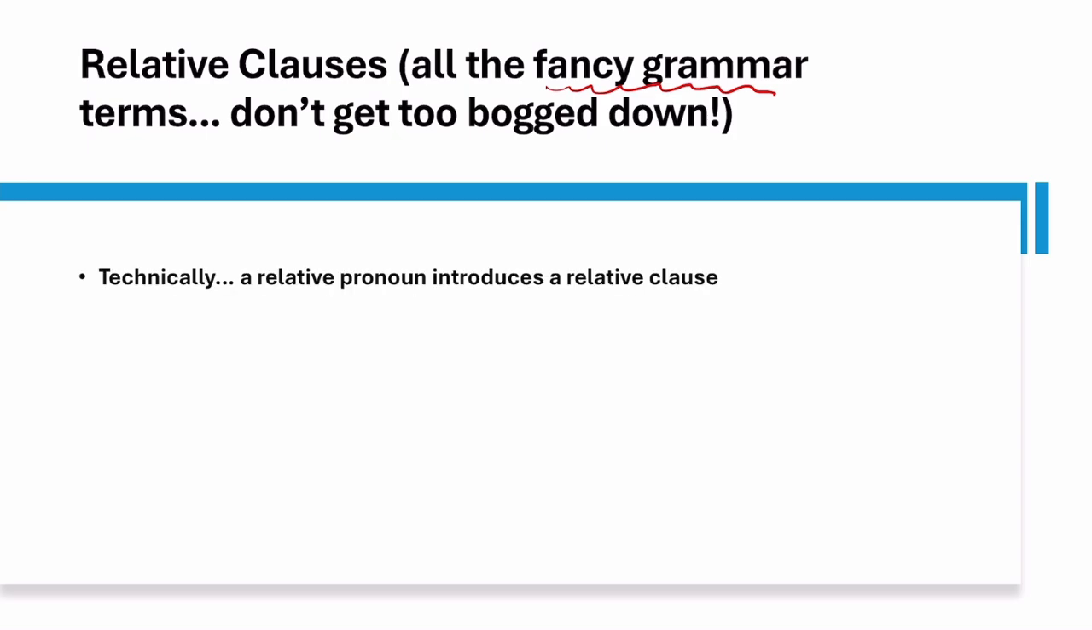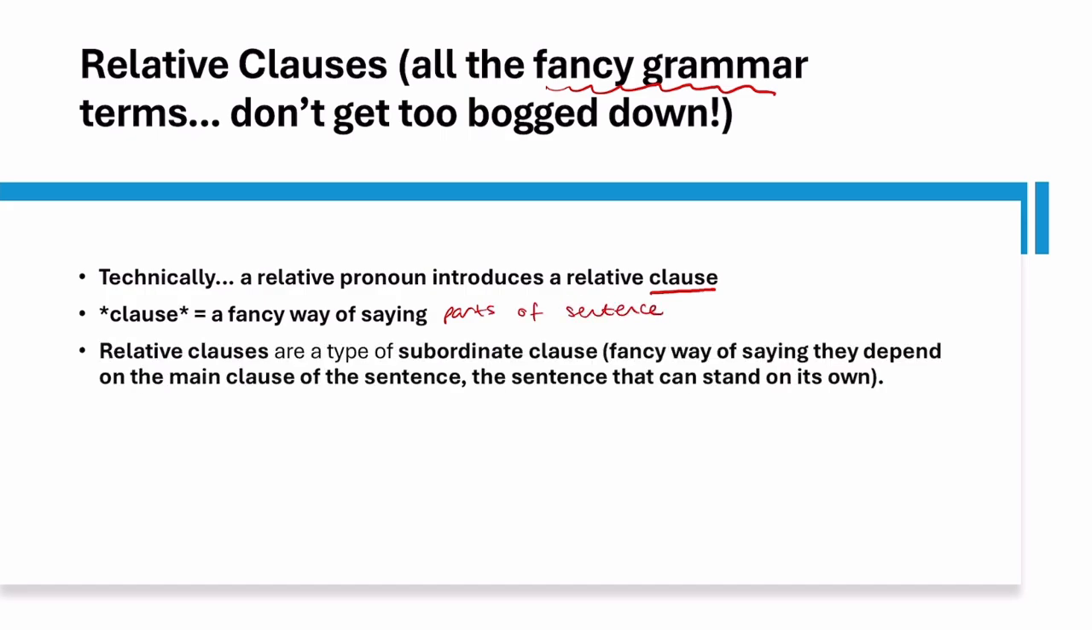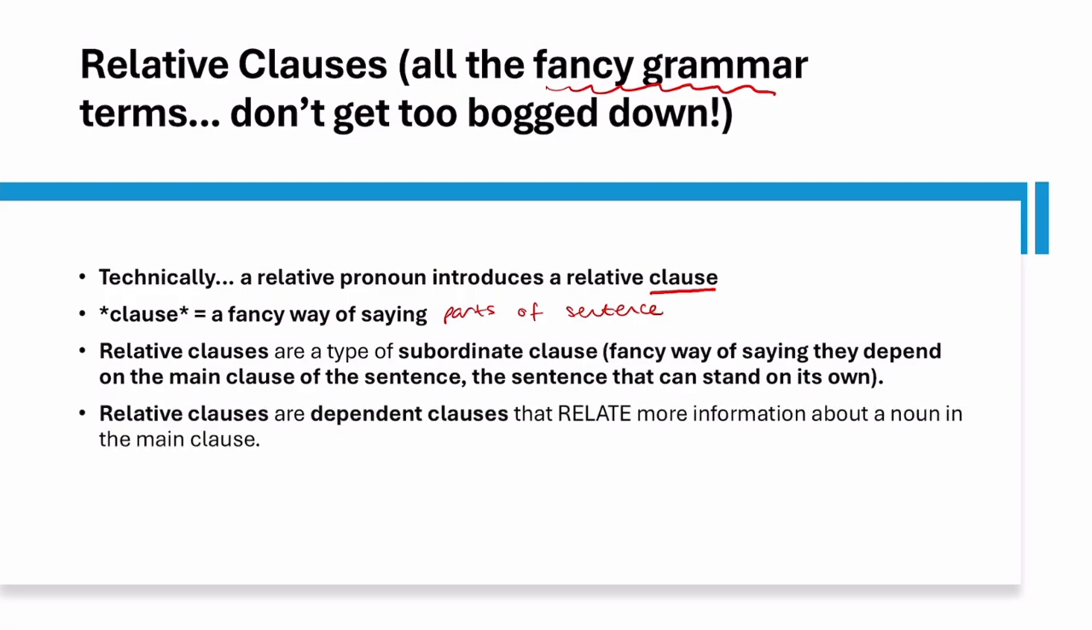So technically, your relative pronoun introduces a relative clause. A clause, just think of it as being parts of a sentence. It's a fancy way of saying parts of a sentence. That would be my best simple description of a clause. I'm sure there's better ones out there, but that's what I would usually say. So your relative clause is a type of subclause. It cannot stand on its own. It depends on your main sentence. And so they are dependent, as I say, and they relate more information. I would always say this just so you remember that they are relative clauses. They relate more information about the noun.